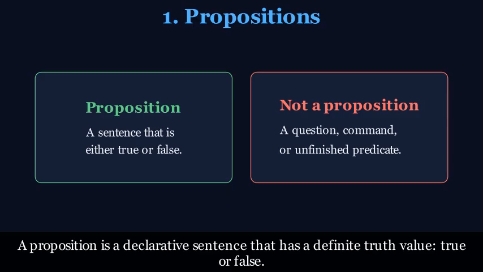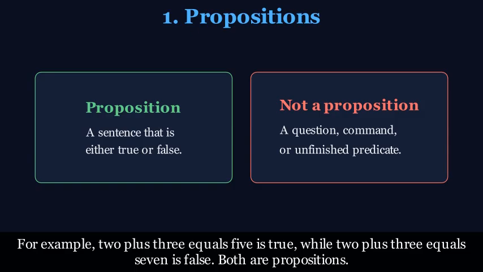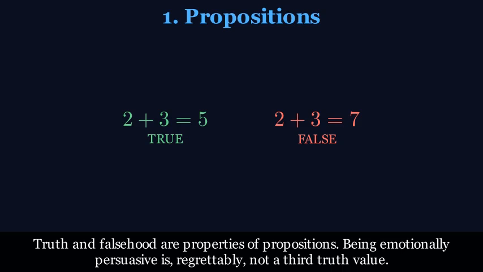A proposition is a declarative sentence that has a definite truth value, true or false. For example, 2 plus 3 equals 5 is true, while 2 plus 3 equals 7 is false. Both are propositions. Truth and falsehood are properties of propositions. Being emotionally persuasive is, regrettably, not a third truth value.